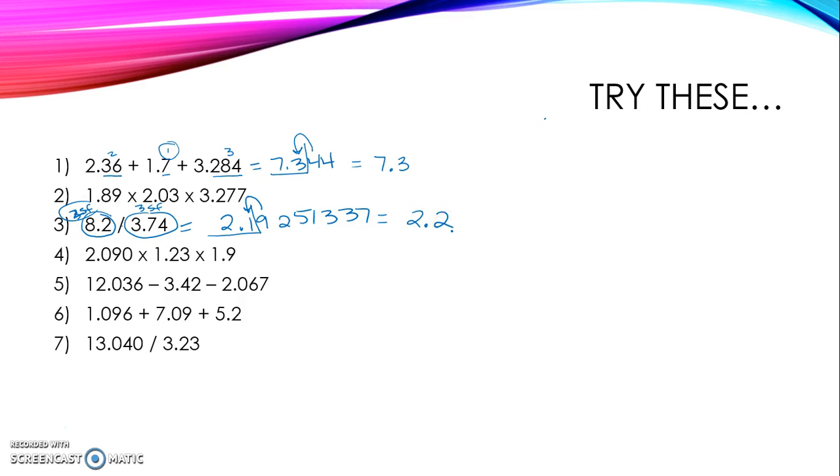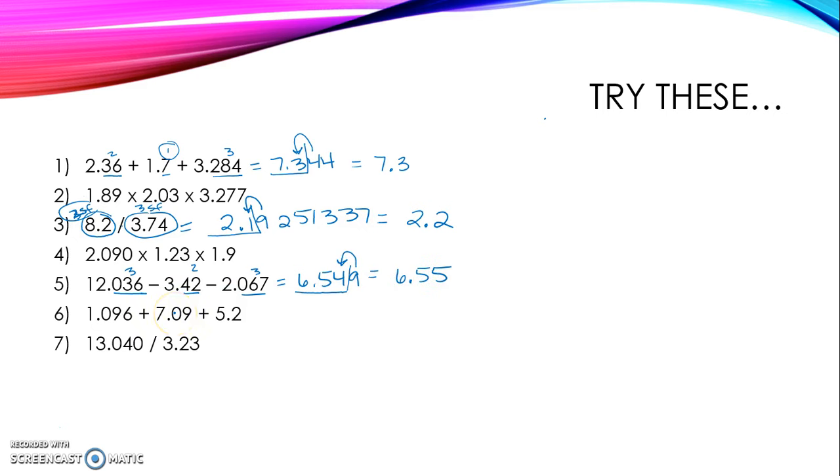Problem number 5, 12.036 minus 3.42 minus 2.067. The calculator gives us 6.549. Remember decimal places, because it's addition and subtraction. There are 3 here, there are 2 here, and there are 3 here. We just need 2, so we keep 2 numbers after the decimal. The 9 makes the 4 become a 5, so 6.55.